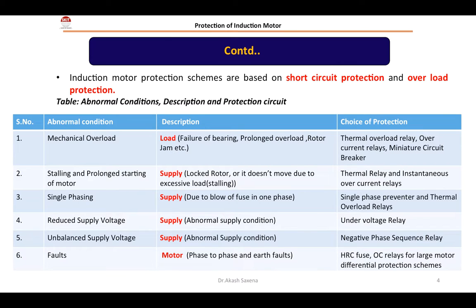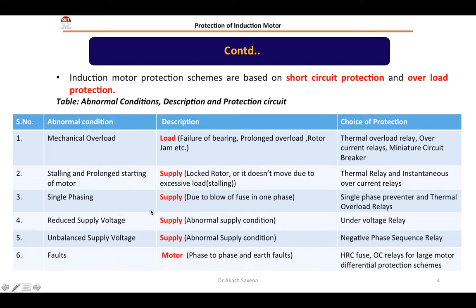Induction motor protection studies can be segregated into two parts: short circuit protection and overload protection. In this table, I have mentioned abnormal condition, description, and choice of protection. Likewise, mechanical overload is a condition when the machine is overloaded and it draws heavy current. So the indication of mechanical overload is heavy, excessive current. That's why overcurrent relay is in the picture and miniature circuit breaker is there. This is at the load terminal. Likewise, second, third, fourth, fifth.